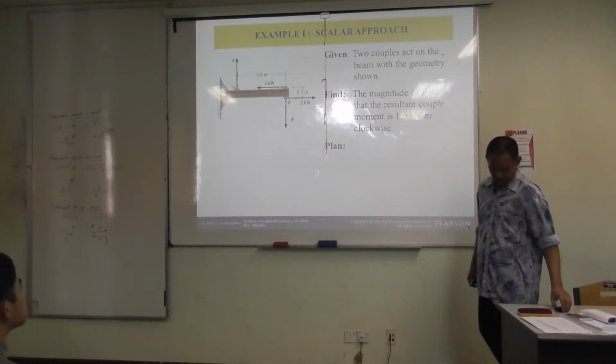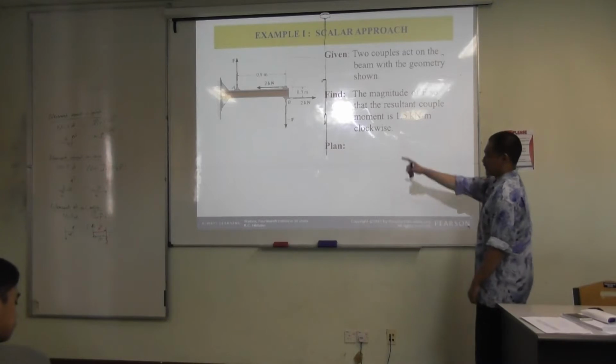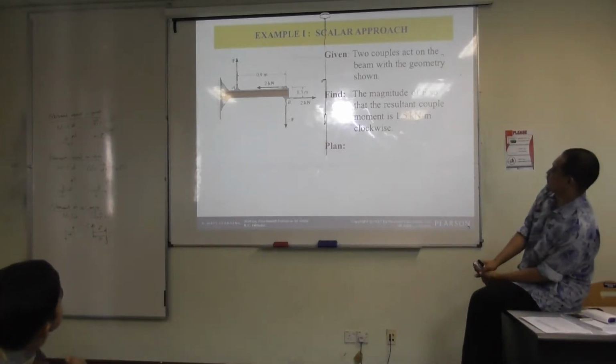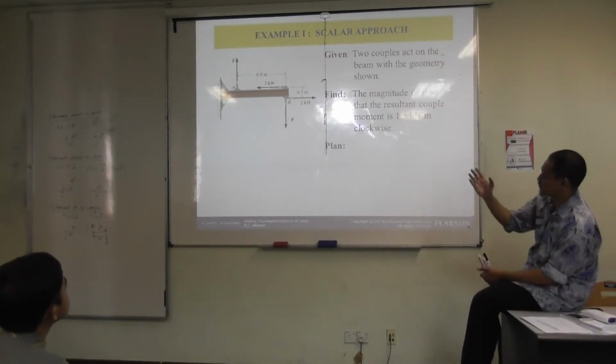Alright, now we go to some examples. So in this case, we have a beam over there, and this question already gives you the statement: two couples act on the beam, with the geometry as shown.